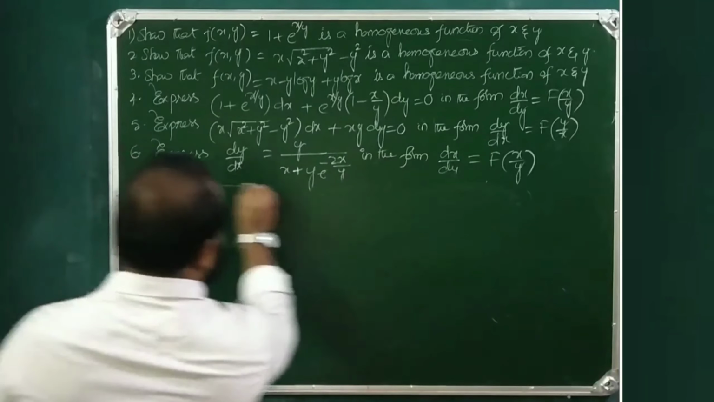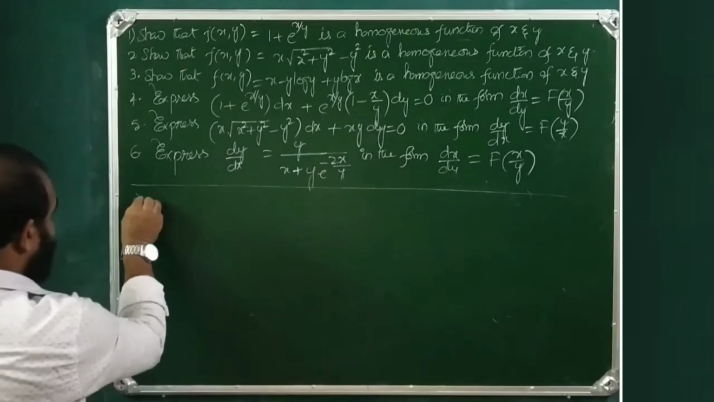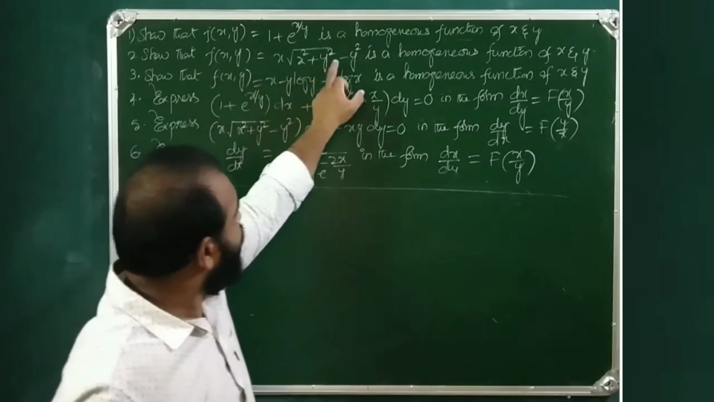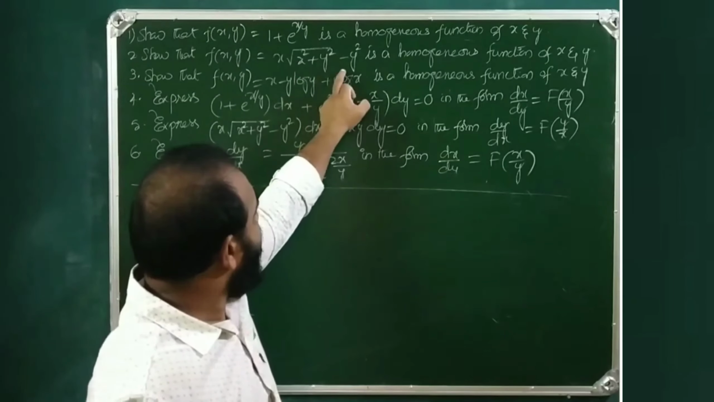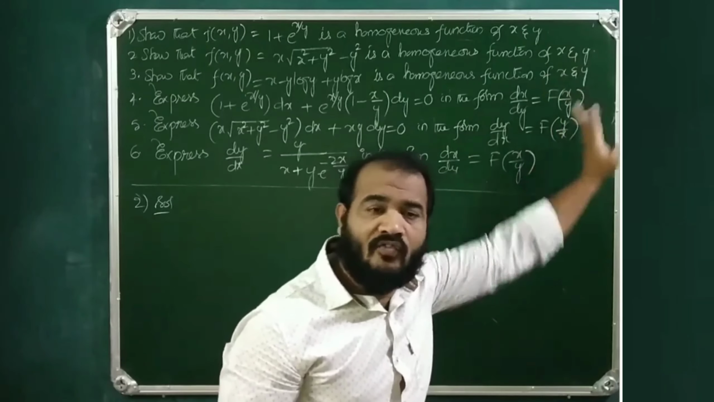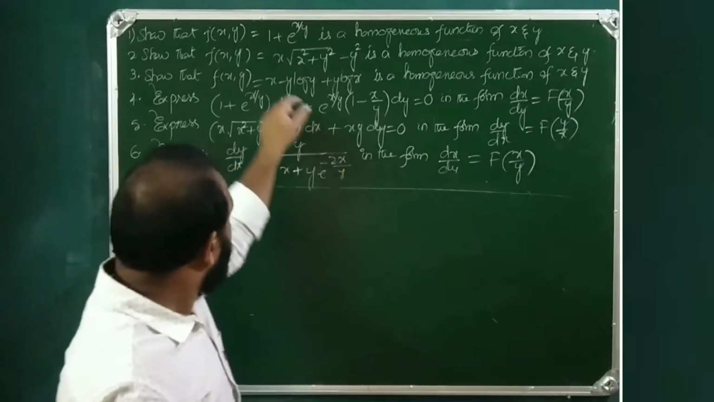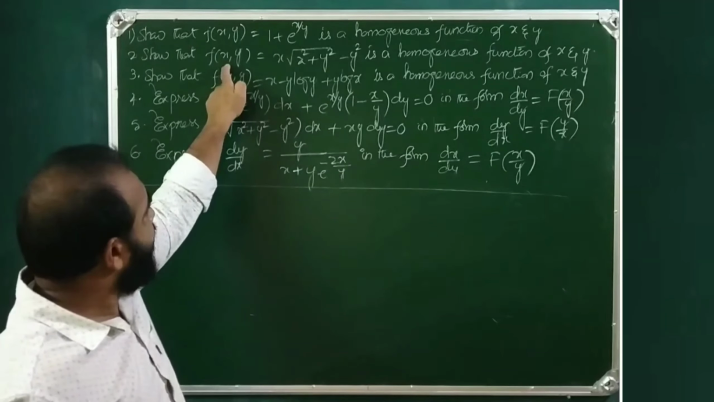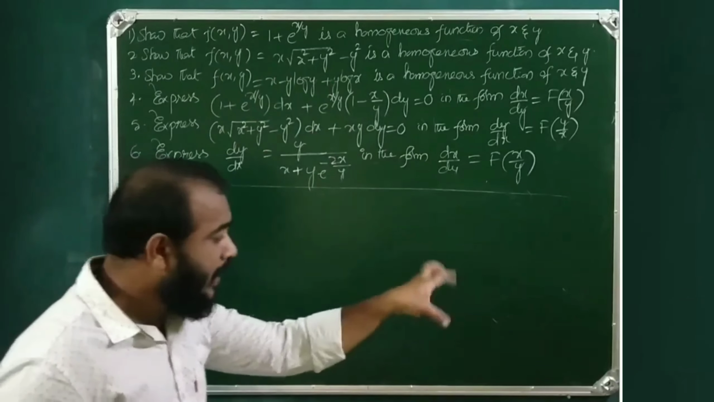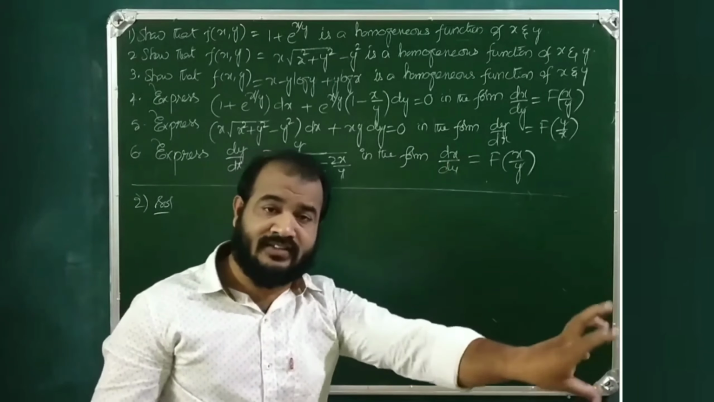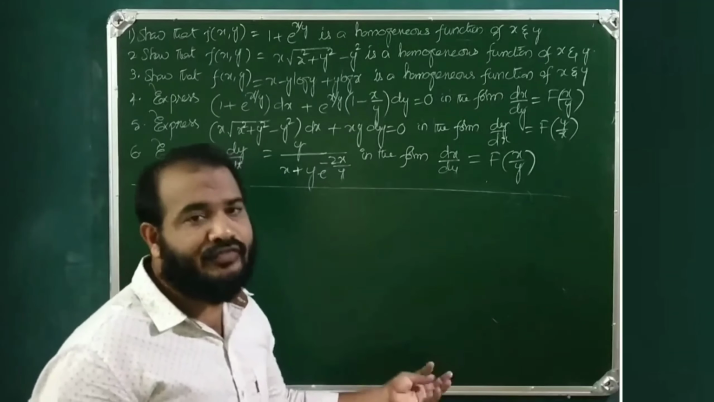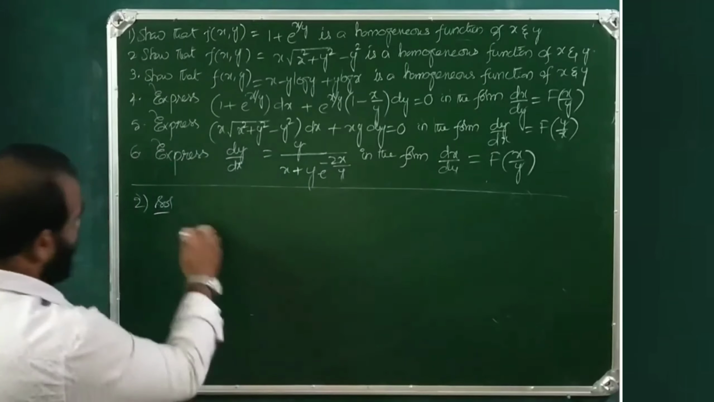Now let us move on to the second question. Show that f of x, y equals x root of x square plus y square minus y square is a homogeneous function of x and y. Again, we will be considering this f of x, y. If f of kx, ky equals k power something into f of x, y, the same function again, then yes, it is a homogeneous function. So let us do this.